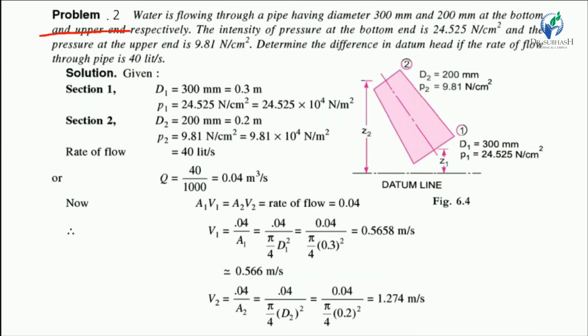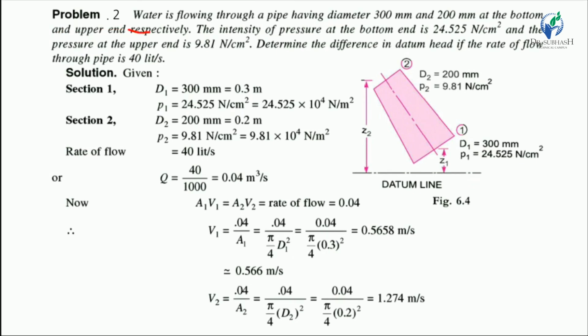Now we solve the second problem. See what is given in the data. Water is flowing through a pipe having a diameter of 300 mm at the bottom and 200 mm at the upper end. That is mentioned in the figure. This is the 300 diameter and 200 diameter.